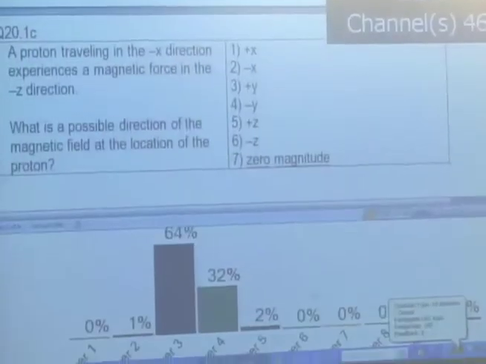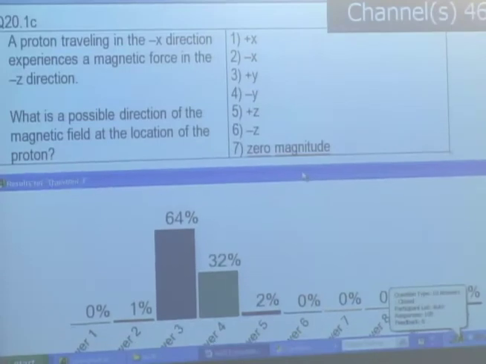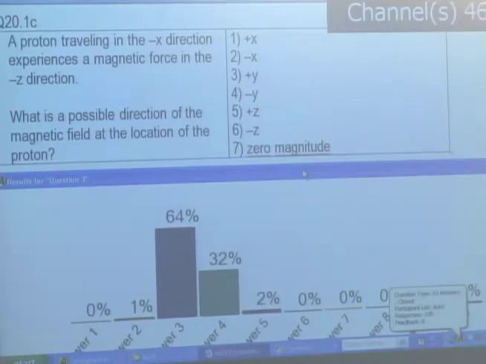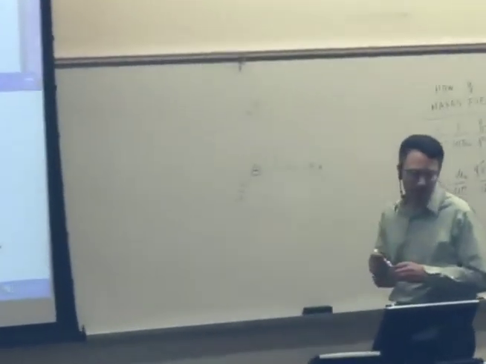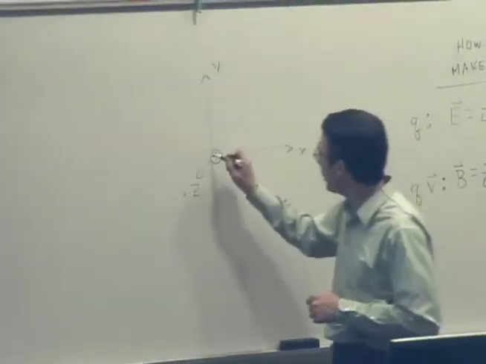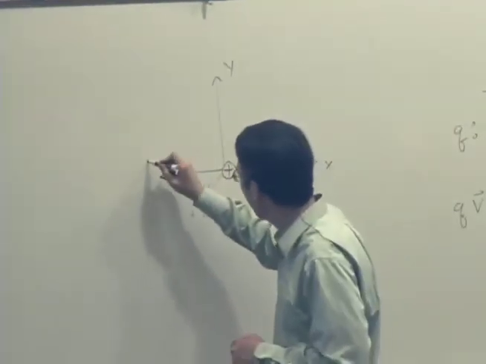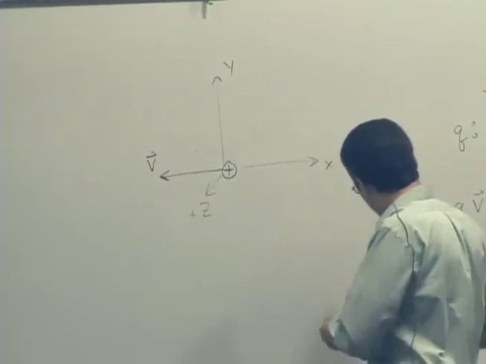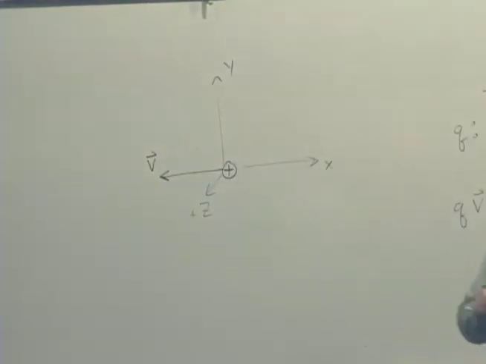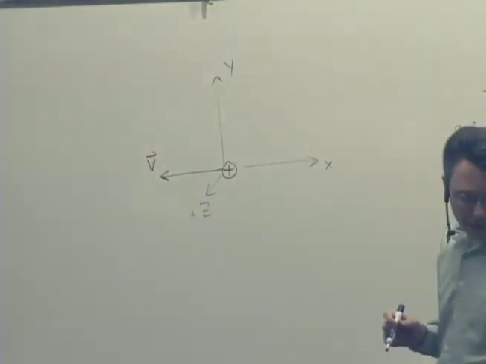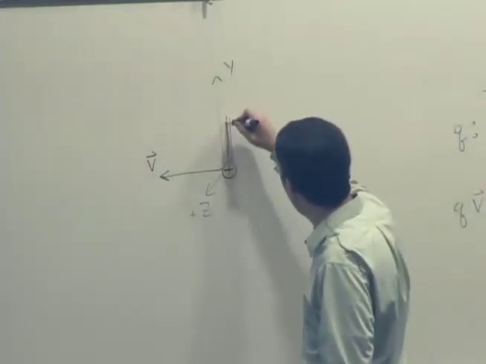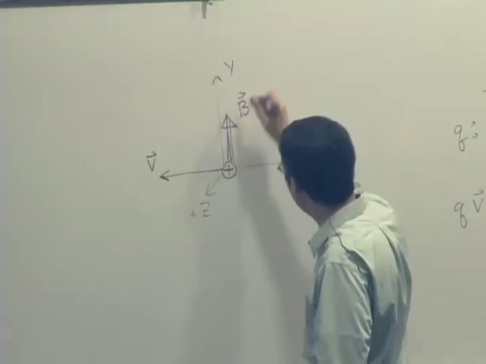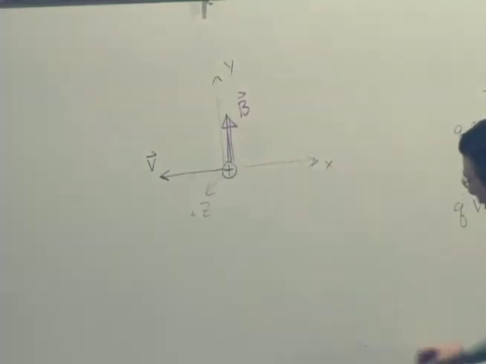Okay, we've got a majority answer that says answer 3, positive y direction. Let's test that out. If we have a proton here, and the proton is moving in the negative x direction, so the velocity is that way. If we have a magnetic field in direction 3, the positive y direction, so let's say the magnetic field at that location is that way, will that give us the correct direction of the force?